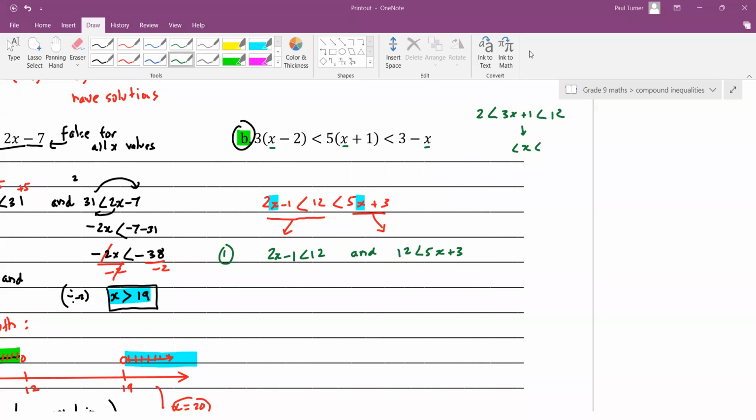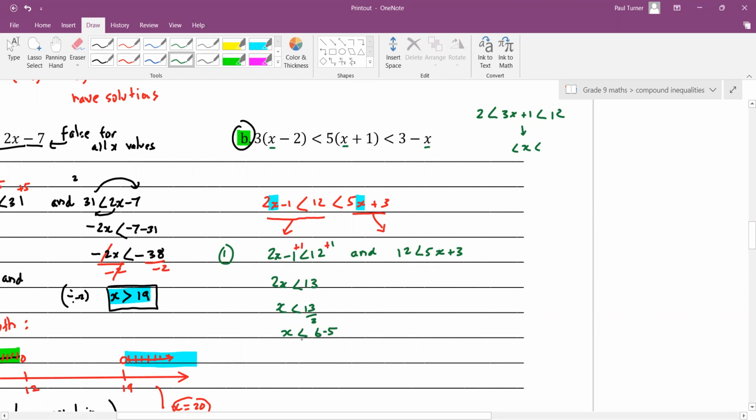Okay, so once we've separated this equation into two, we will try to find what x is here. So we will add 1 to both sides. So you'll get 2x is less than 13. Okay, so then x will be less than 13 on 2. So x is less than 6.5.